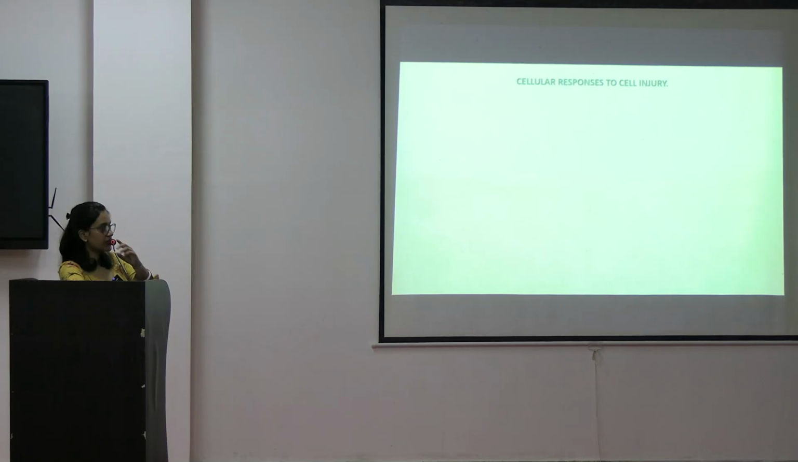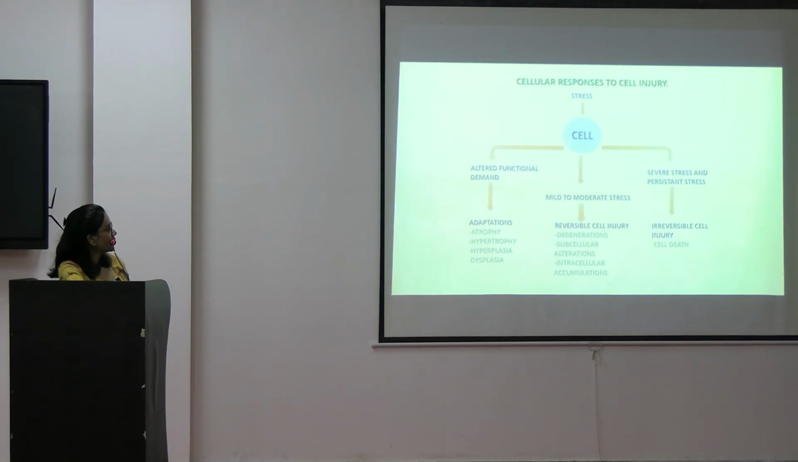So what are the cellular responses to cell injury? So under stress, the cell initially will try to cope with the altered functional demand. How does it cope? It undergoes some adaptations like atrophy, hypertrophy, hyperplasia, dysplasia. So these adaptations in details will be dealt with in the subsequent classes. Now, when the stress persists and it is present in its mild to moderate form, then the cell undergoes some reversible cell injury. So what does it encompass? It has degenerations, some subcellular alterations and intracellular accumulations.